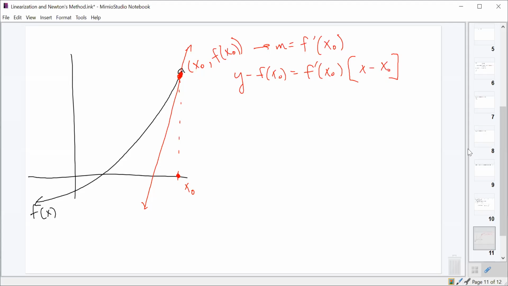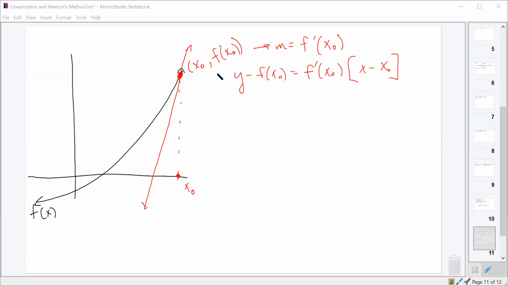Yeah, I hope. Everybody good with that or no? Wait, could you explain again why it's x minus x naught over there? Yeah, so it's y minus the y value, and then it's m and x minus the x value. So the x value of the point is x naught, so it's just x minus x naught. y minus y naught, or the initial y value, f of x naught. And then f prime is your slope. So x minus x naught, x minus the x value.